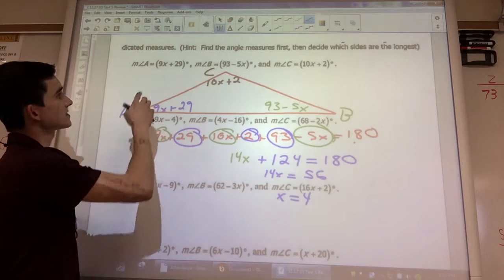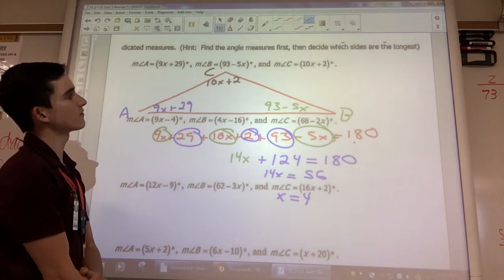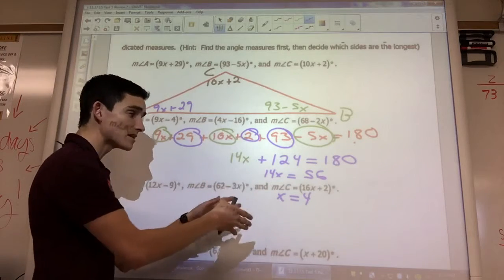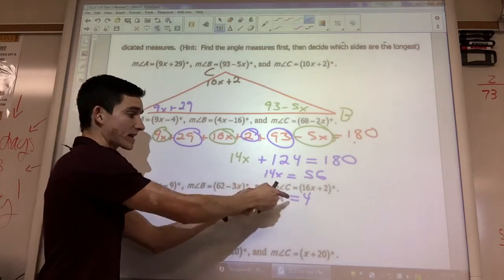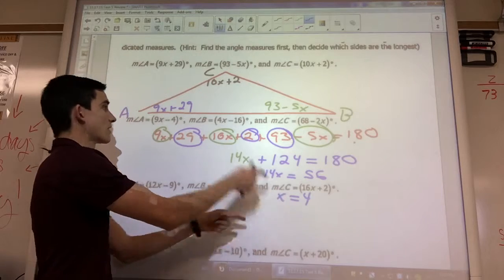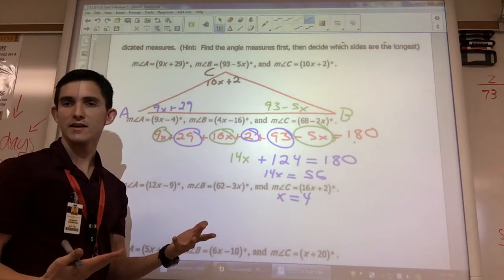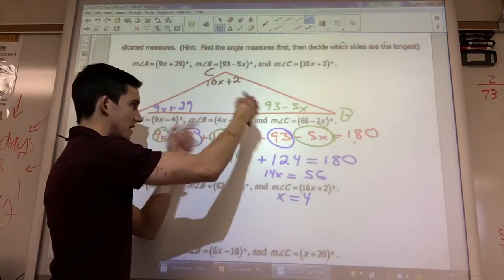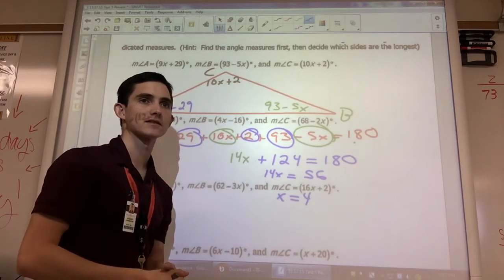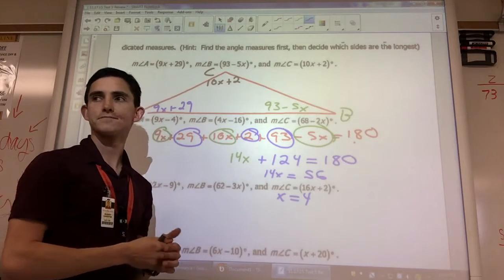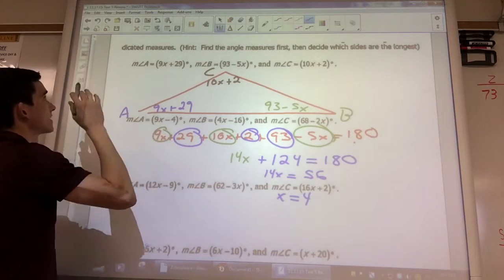All right, and then it says find the angle measures first, then decide which sides are longest. So from here, you would actually have to go back and take x equals 4 and plug it into each one of these to find out what the actual angle measures are. Then, based on that, you could find out which sides are the longest. Multiple step problem. Any questions on that?